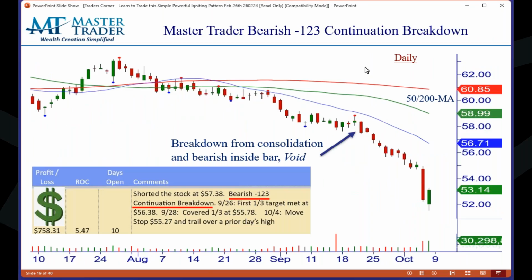Here's another one, downtrend. Look at all the moving averages. Breakout failure, closing breakdown, inside bar. Look to the left, there's no support. It's a no-brainer short.